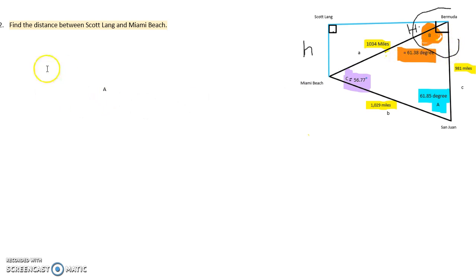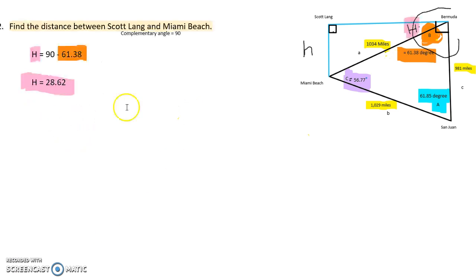So then we would find the angle H by setting up the equation as H equal to 90 minus angle B, which is 61.38 degrees, and the final answer of angle H would equal 28.62 degrees.